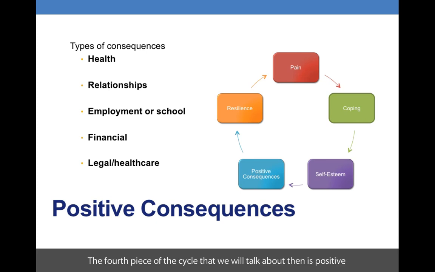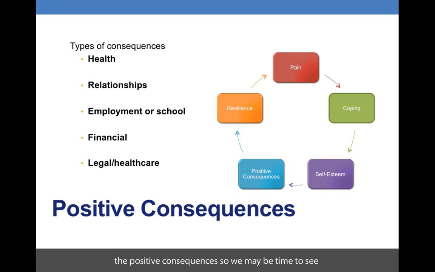The fourth piece of the cycle that we'll talk about then is positive consequences. So you can see as we've moved away from the compulsive side to the coping side, negative consequences have been replaced by positive consequences. With the individual's increase in confidence and self-esteem, this will ultimately lead to positive consequences from the changes they are making in their life. The same 5 categories of negative consequences will remain here for the positive consequences.